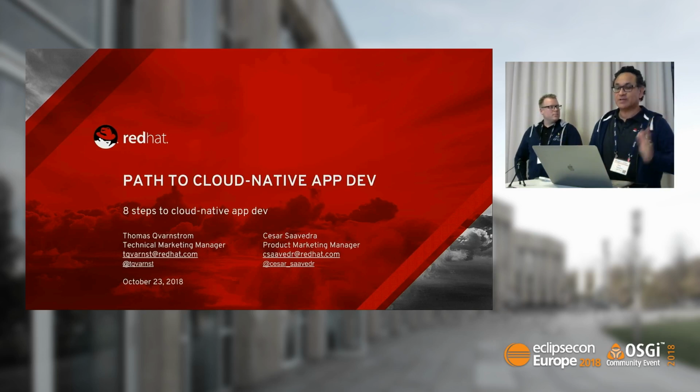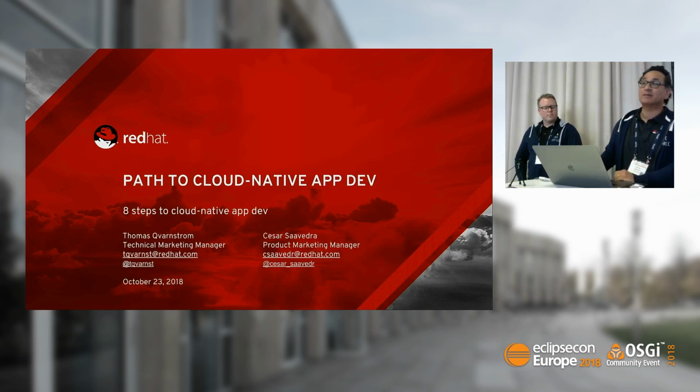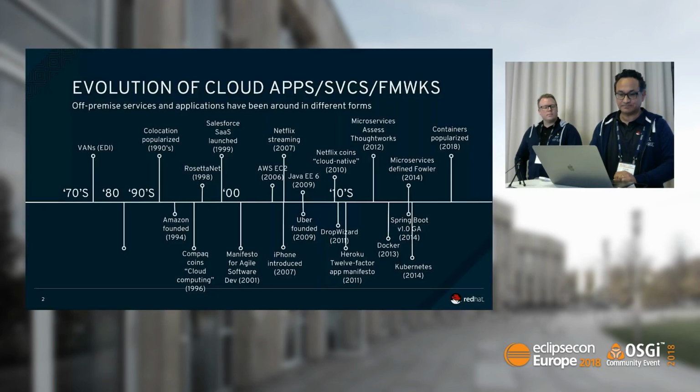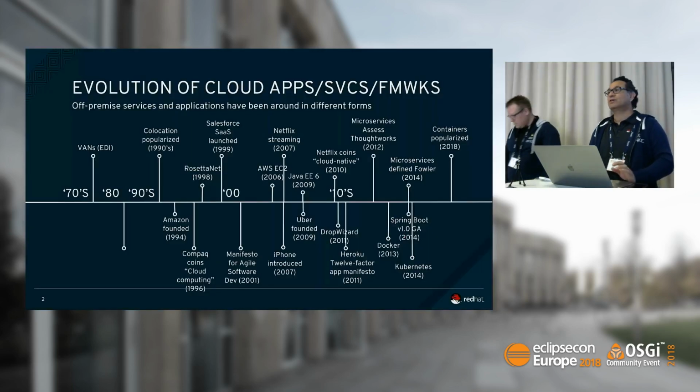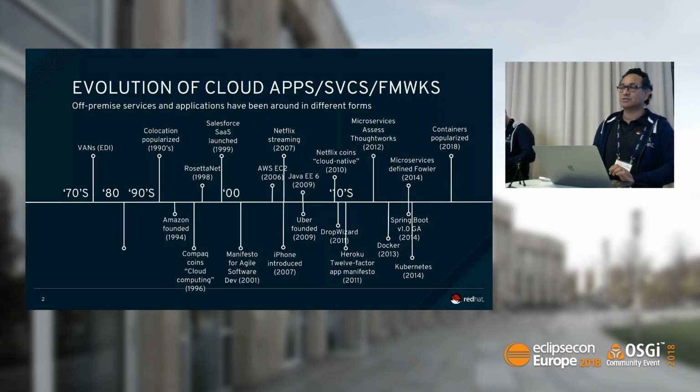So this presentation is about path to cloud native app dev, 8 steps or recommendations to cloud native application development. So let's get started. So first I'd like to go over the evolution of what I call cloud application services or frameworks. So the concept of off-premise computing is nothing new. It's been around since the 70s.